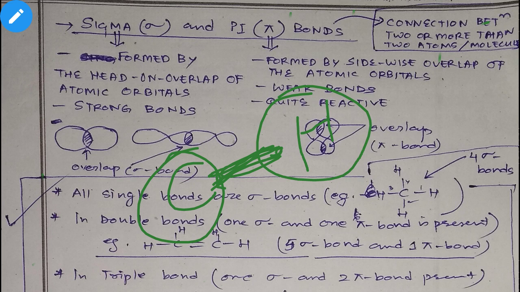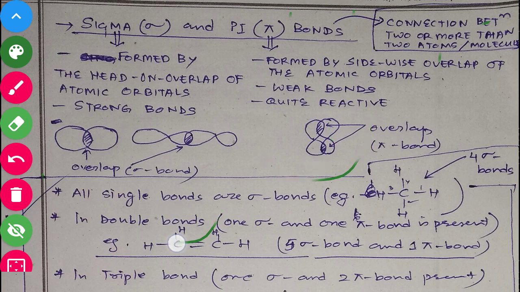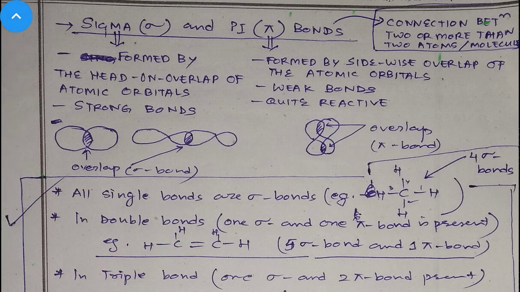So today we will see the different types of bonds. Again, I'm just giving you an overview, not the detailed one, otherwise this organic chemistry chapter will never end. It is so vast. Now, two types of bonds are there. One is the sigma bond, another one is the pi bond.